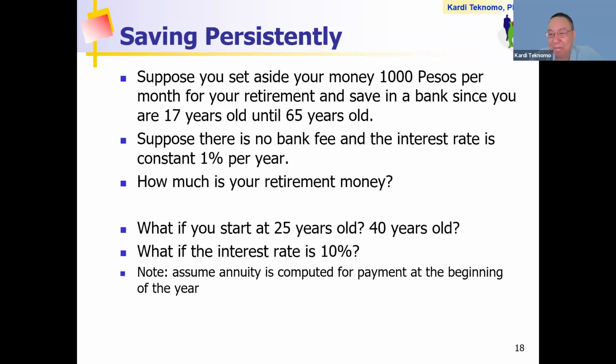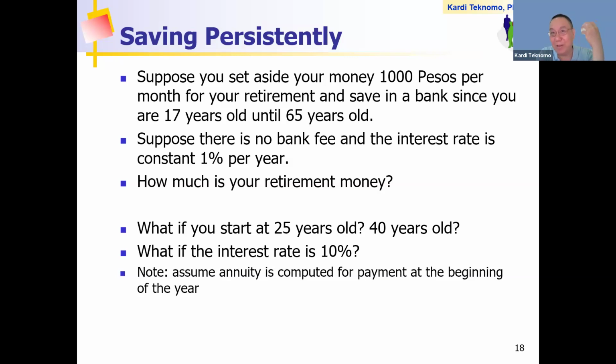If you save 1,000 every month, from 17 until 65 with an interest rate of 1%, how much is your return on money? The next question is, what if you start not at 17, but later, at 25 years old, or a little bit later at 40 years old?